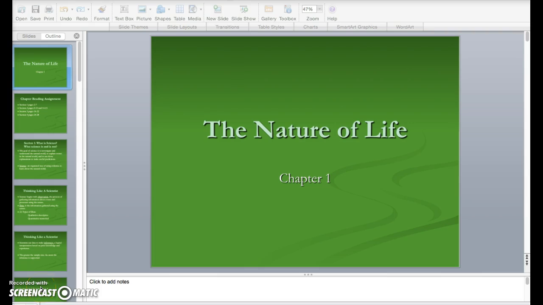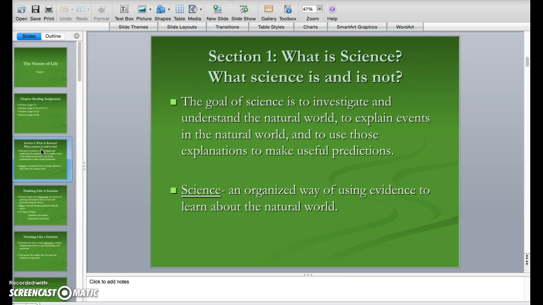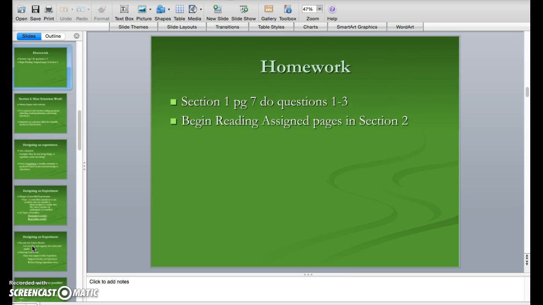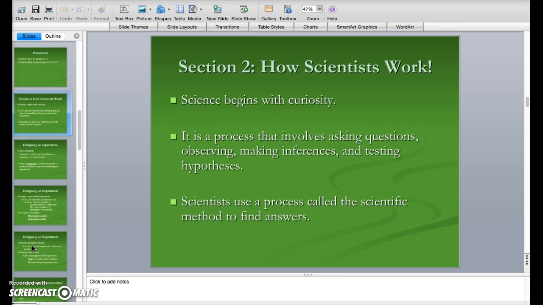All right, so last time we looked at the nature of life. We discussed what science is and is not. And then we went into talking about different types of data and what it means to think like a scientist. And then we finished that section up. And that would lead us into section 2, how scientists work.